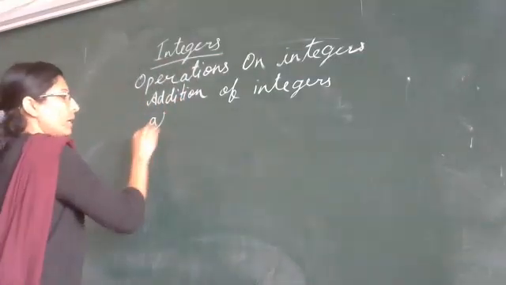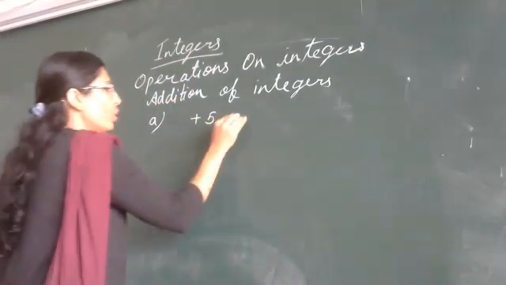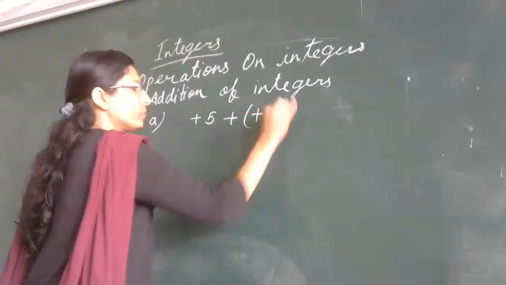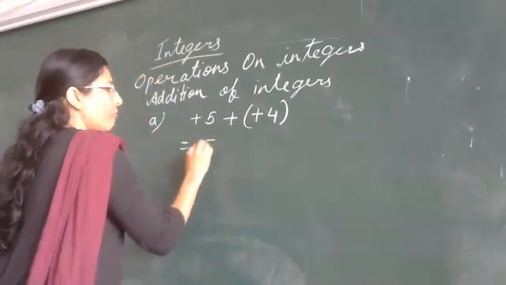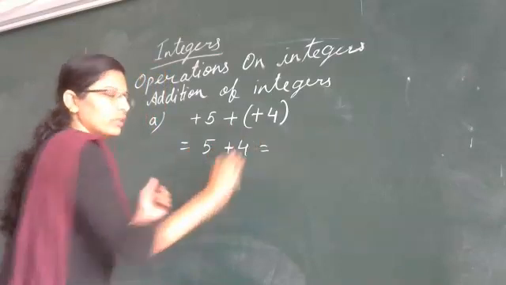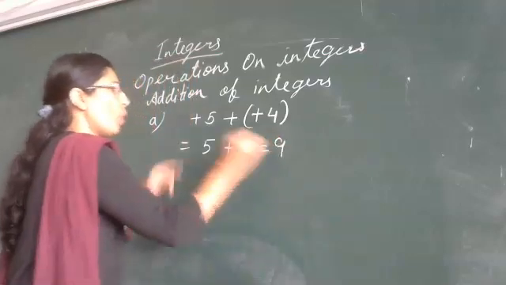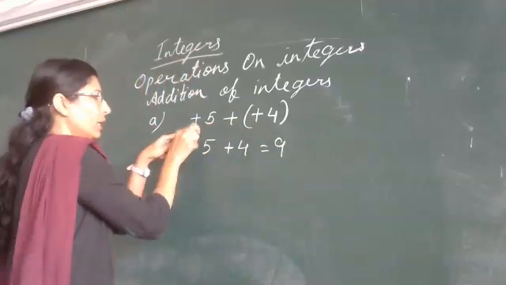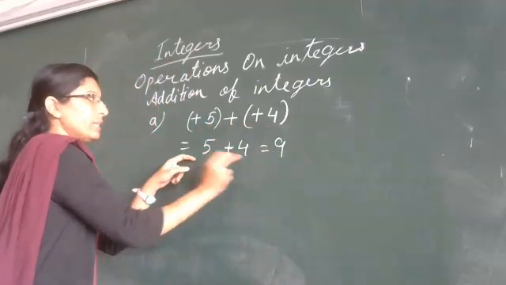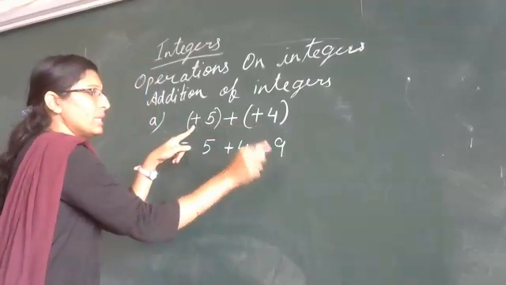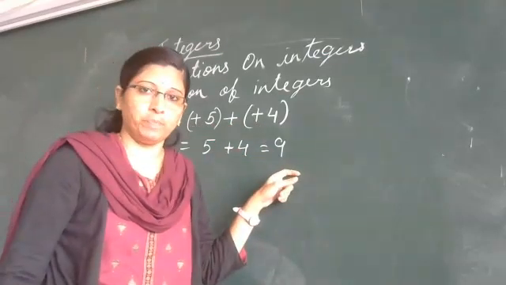For example, if plus 5 is added to plus 4, here all are plus. So directly we can say 5 plus 4 is 9. Both the numbers have the same sign: this is plus 5 and this is plus 4. That means we will get plus in the answer also.